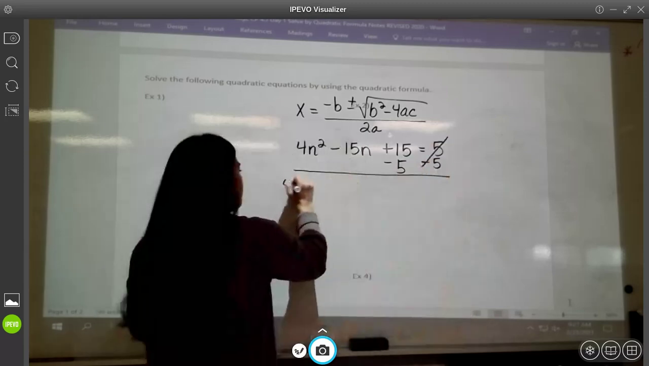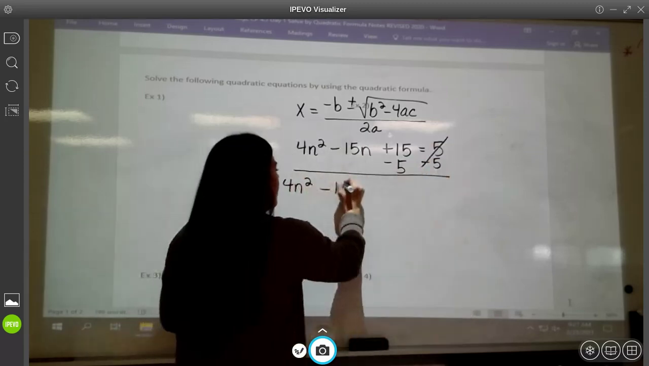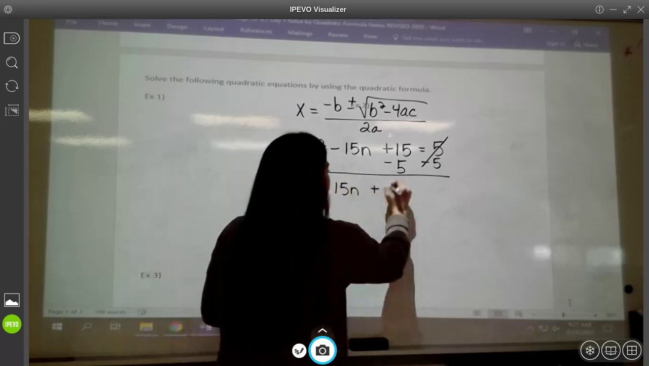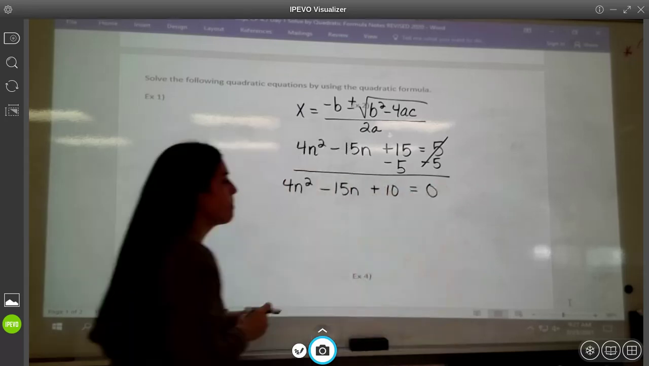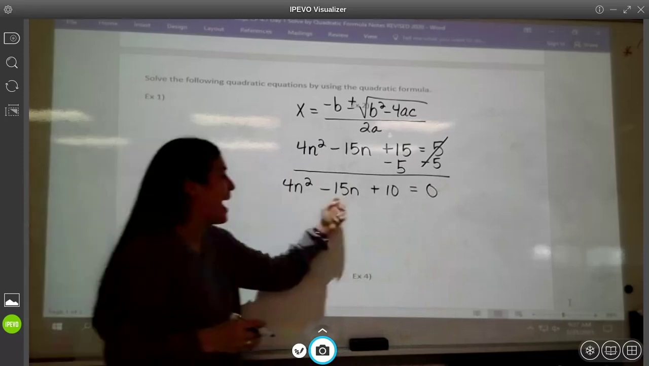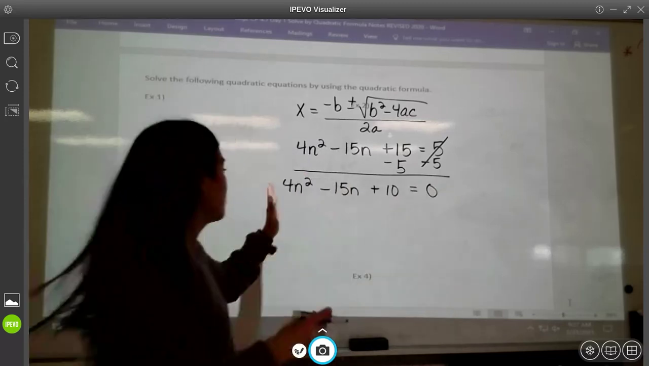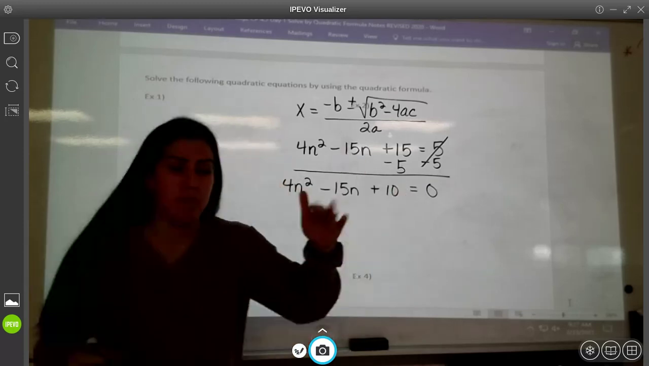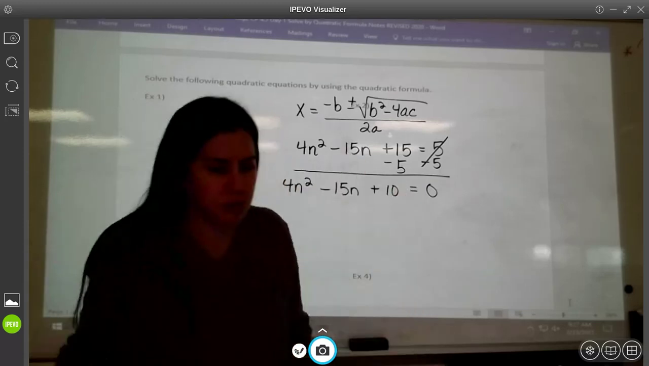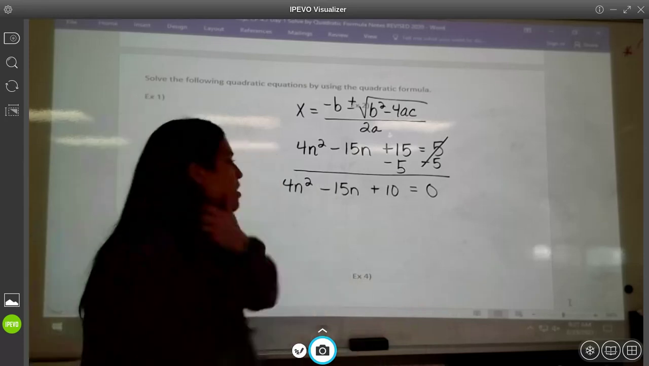And I'm going to get 4n squared minus 15n plus 10 equals 0. Now, guys, if this had a GCF, you would be allowed to divide that GCF out and create smaller numbers for A, B, and C, but you don't have to. So not a lot of students remember to do that. All right, let's do this.